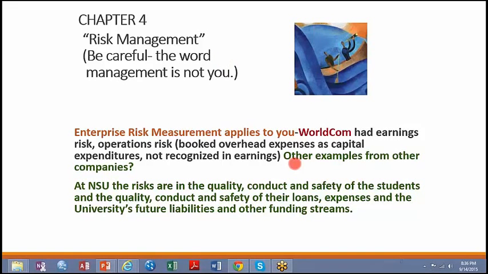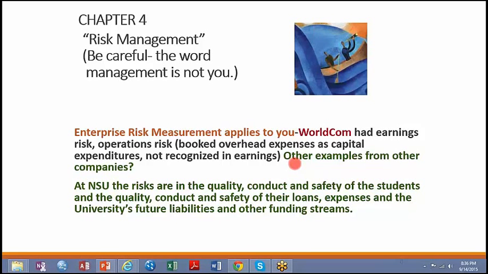Enterprise risk management is the process where we look at risk from an enterprise perspective, okay? So it gives the example of WorldCom: earnings risk, operational risk. They were booking overhead expenses as capital, not recognizing earnings. Other examples you can think of, pretty much any organization has risks. Now, we want to align these risks in terms of our school in and of itself.